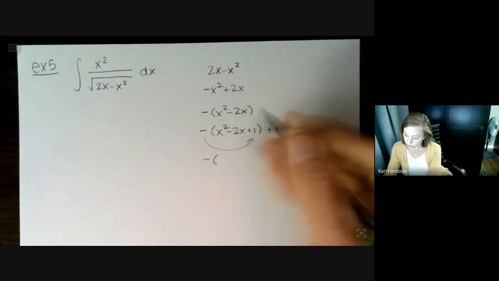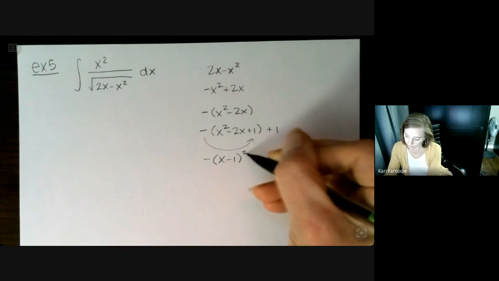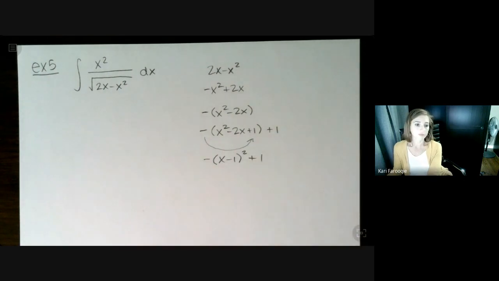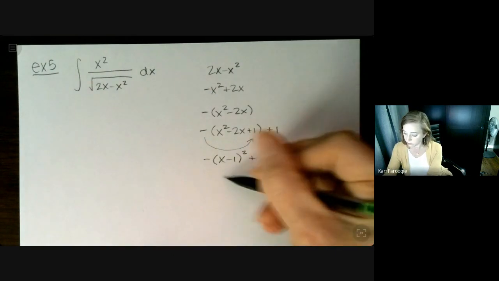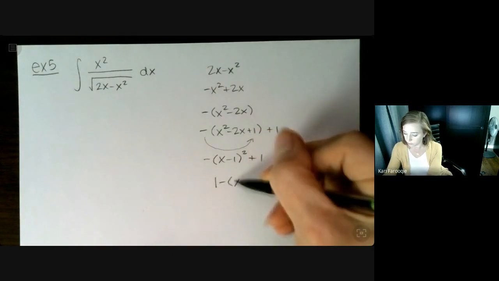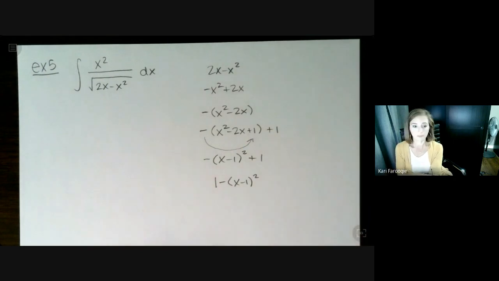Complete the square inside your parentheses. And remember, you're looking for this to be in the form a squared minus u squared, or a squared plus u squared. The way you're going to make that happen is to switch the order of subtraction. Make the negative term second.